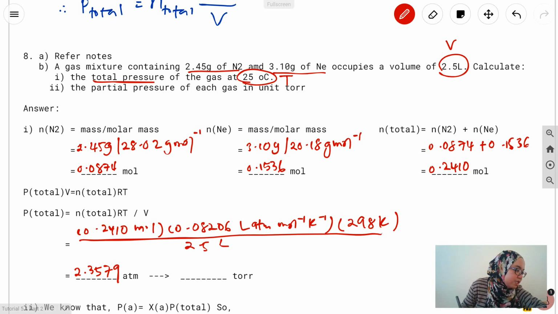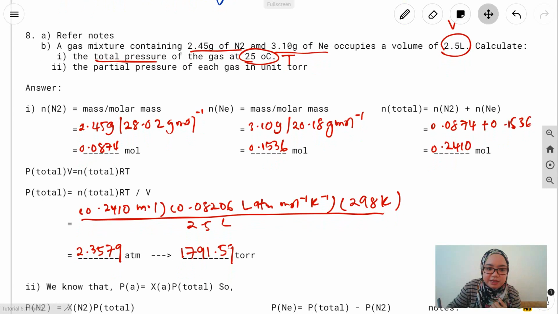Okay, the second question asks you to find the pressure in unit torr. So you need to convert this pressure into unit torr. When we convert this into torr, please refer to your lecture note for the conversion table. So you will get 1791.59 torr. So this is the pressure. Okay.